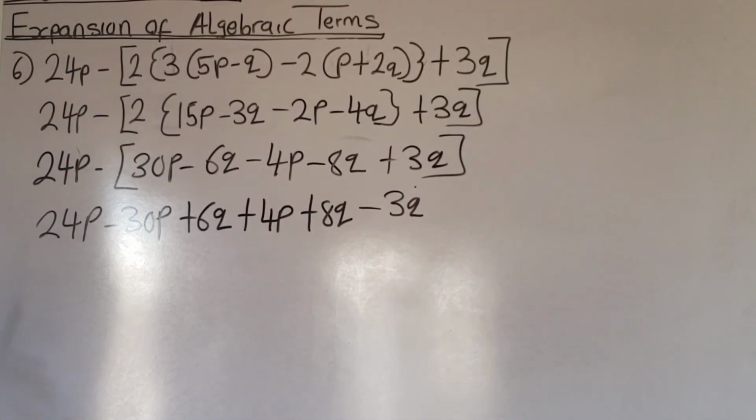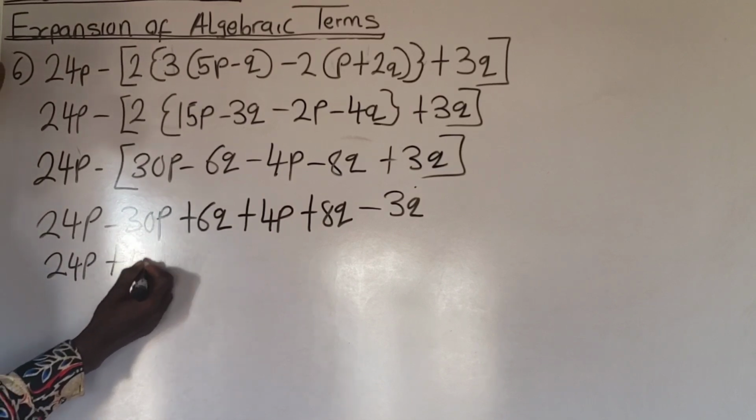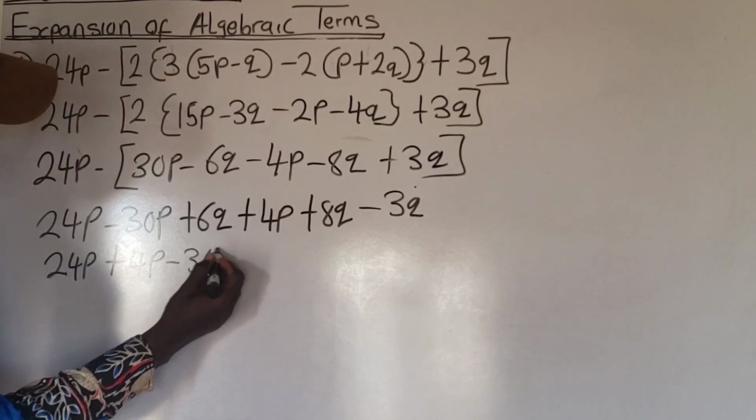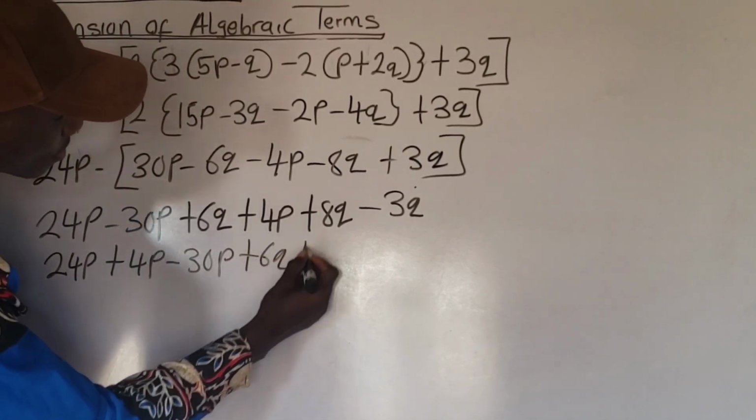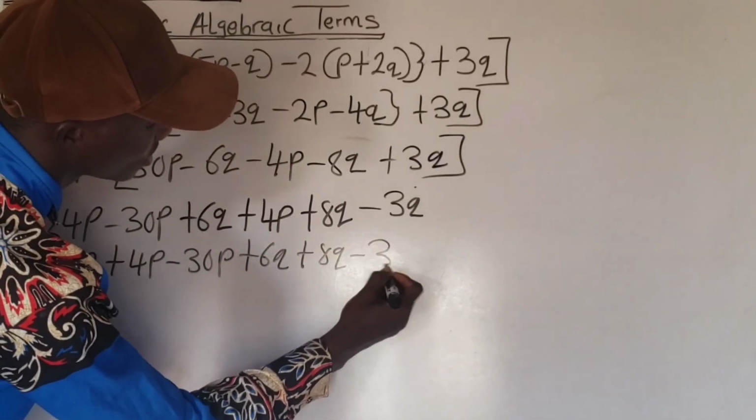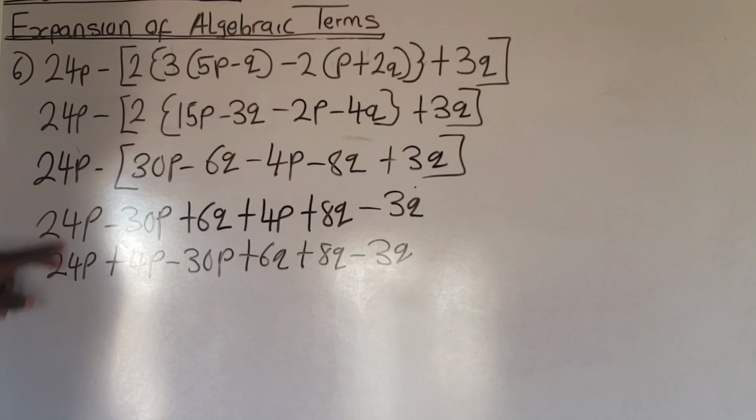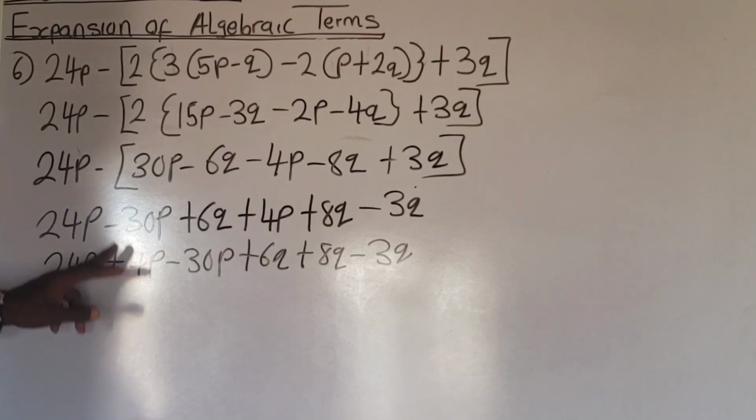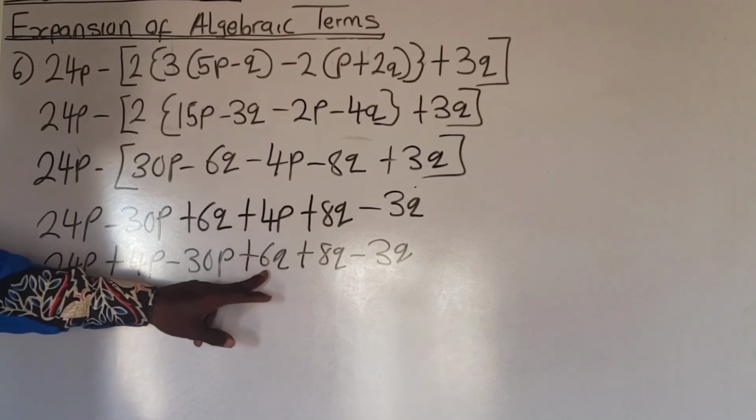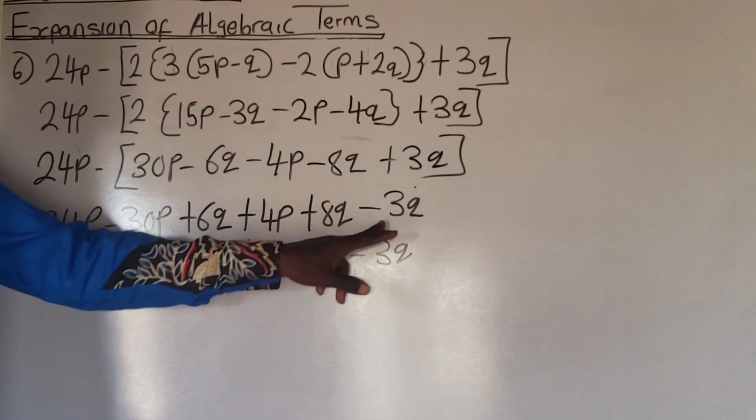Now, having removed all the brackets, let's see if we can connect like terms. Yeah, we can. Look at this. We have 24p here. So I'm going to have 24p plus 4p minus 30p plus 6q plus 8q minus 3q. Do you understand?